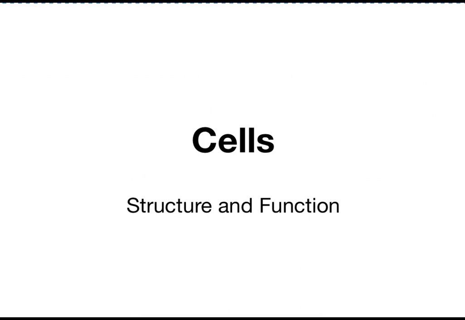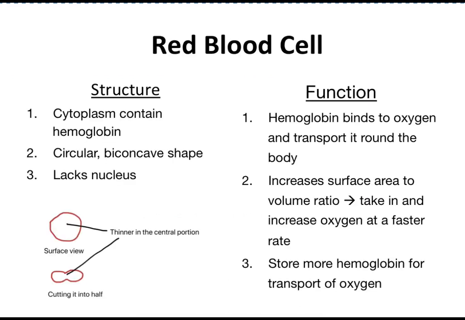So, some cells, their structure and function. First, we have the red blood cell. Its structure is such that the cytoplasm contains hemoglobin. This hemoglobin helps bind to oxygen and transport it around the body. Next, its circular and biconcave shape. This increases the surface area to volume ratio, increasing the uptake of oxygen, and the oxygen is transported around the body at a faster rate. Finally, the red blood cell lacks a nucleus. This allows it to store more hemoglobin for transportation of oxygen around the body.